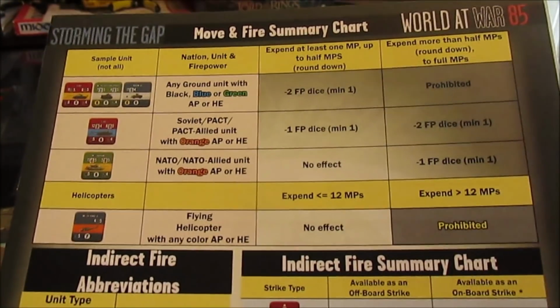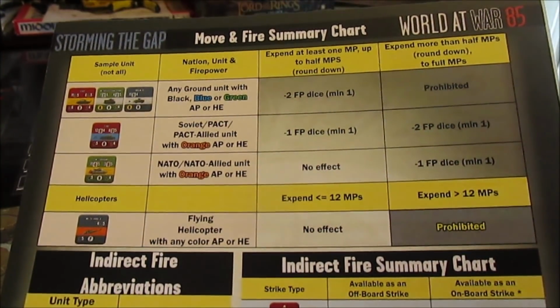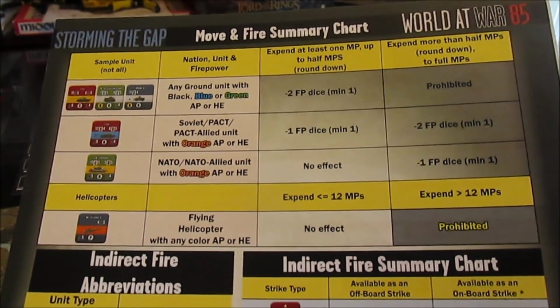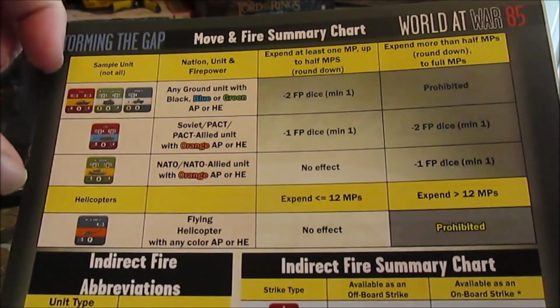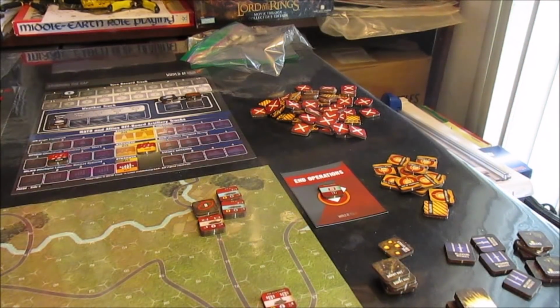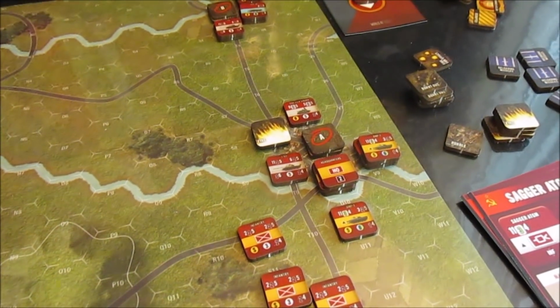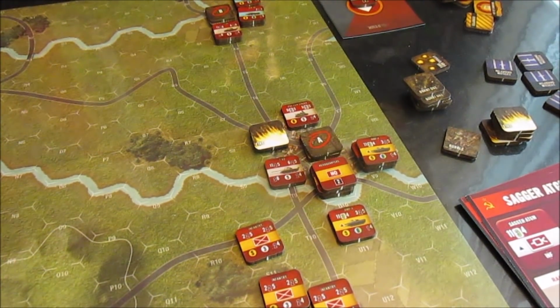So this is really great. I love this chart because, and that's one thing I'm probably going to have a problem remembering shifting from the first edition to this new edition, is that everybody has the potential to fire and move, which is a huge change because in the original system, virtually no Soviet Pact allied unit could fire and move. So that's something we're going to have to try to remember, because I'm sure I'm going to forget it.